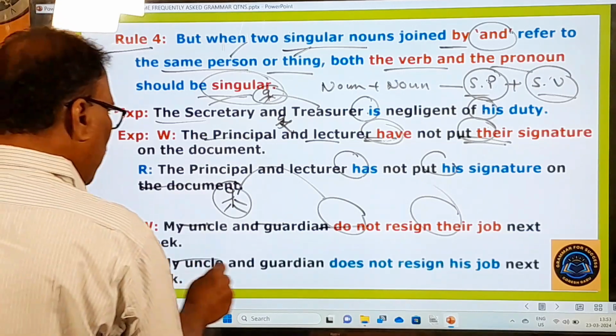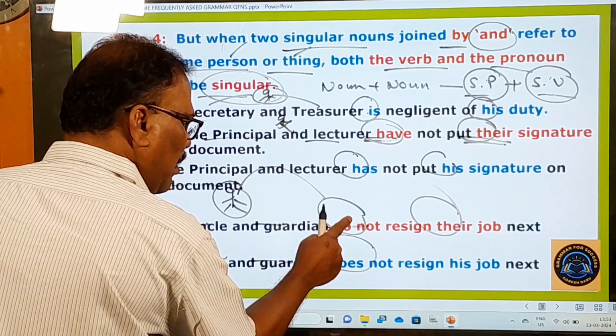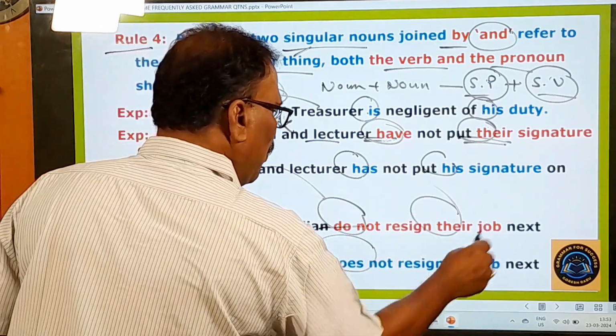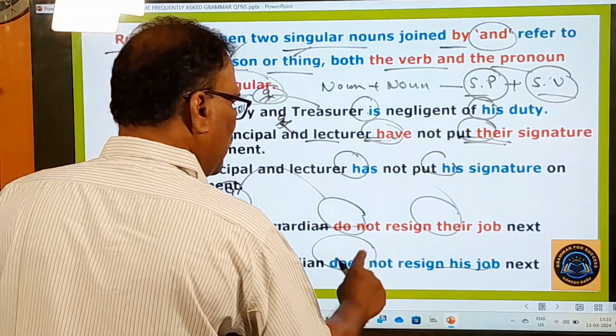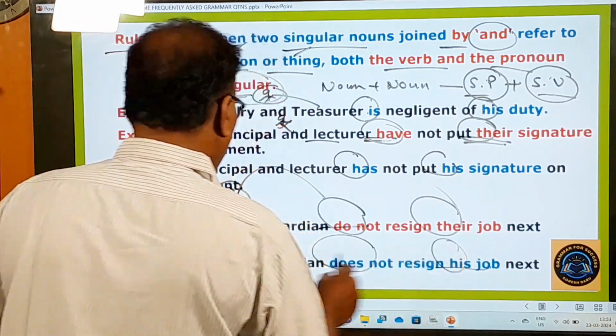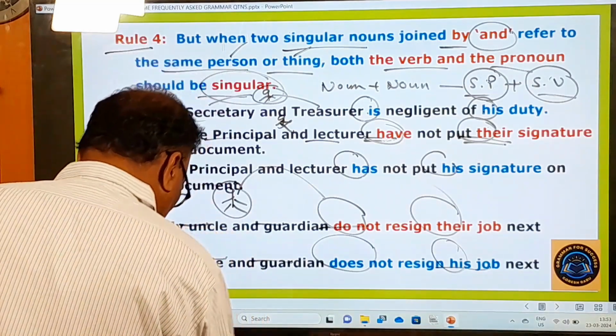Now we have to say, "My uncle and guardian does not resign his job." "Does not" is singular, "do not" is plural. And "his job," not "their job," because uncle and guardian is only one person. So this must be there. Please try to understand this very well. Right, now let's move on to the next slide.